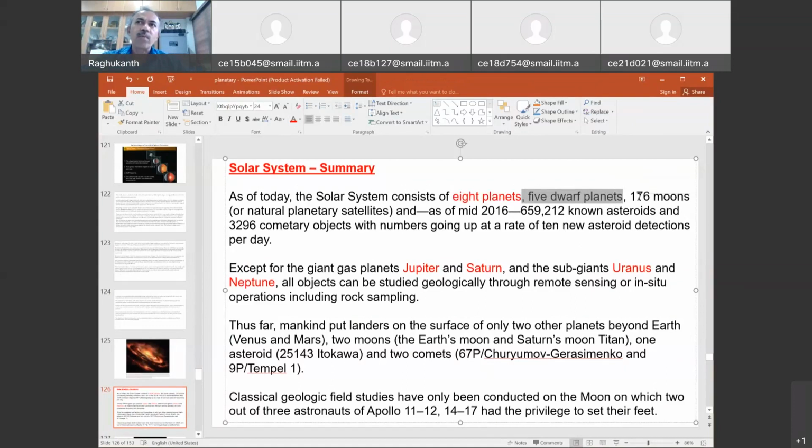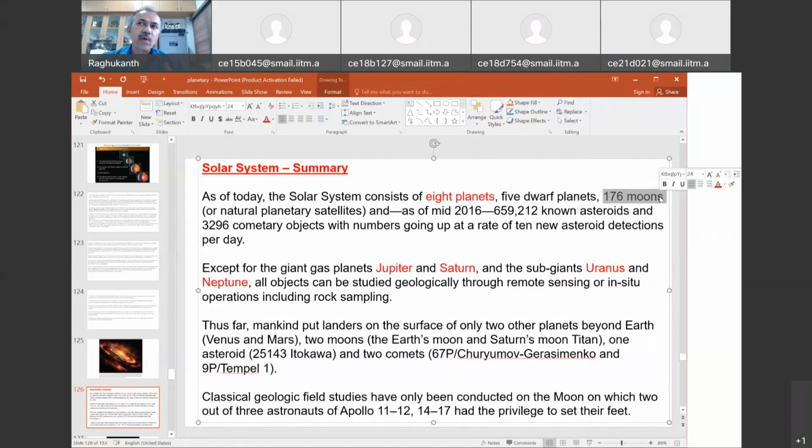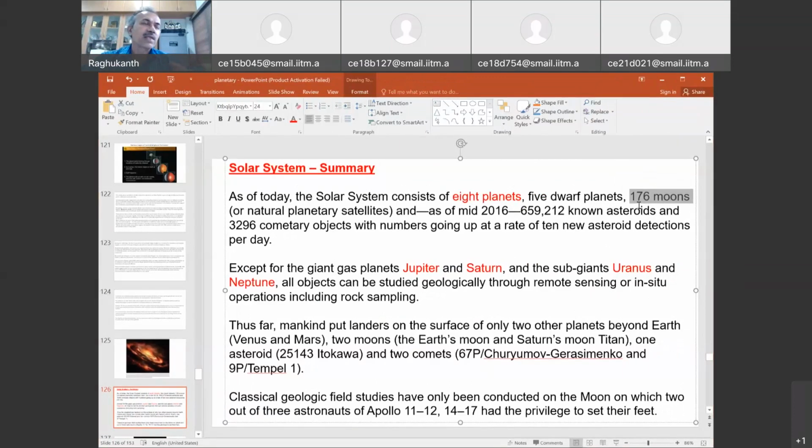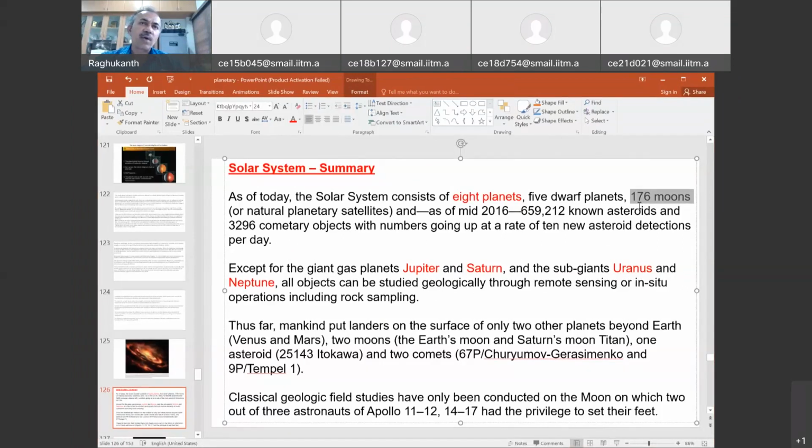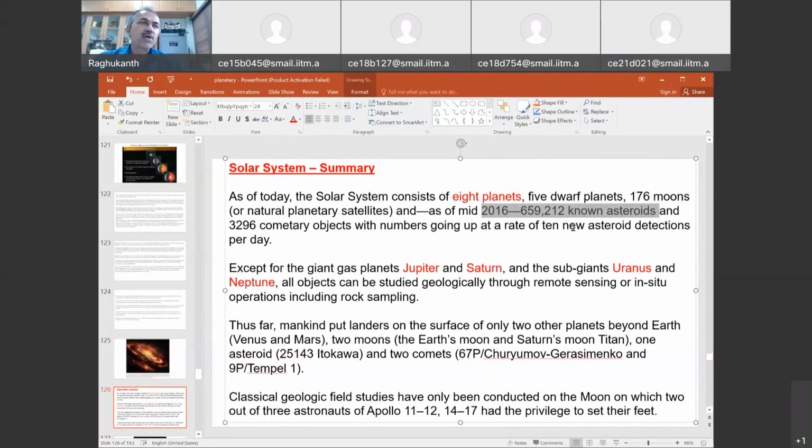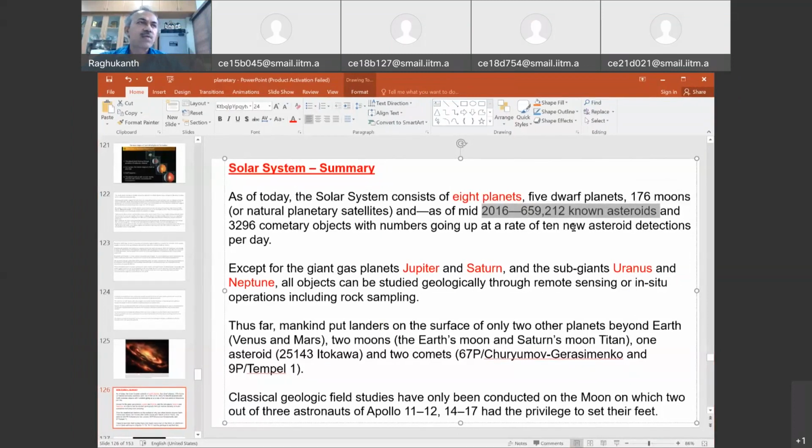Then if you count the number of moons, including our natural satellite, Jupiter, Saturn, and all other things, approximately 176 moons have been discovered. Of course, this number will increase, because so many missions are going to come up in the future, so it may change also. And almost 6 lakh asteroids have been discovered. Where do these asteroids lie? Which is the region where you will find asteroids? Between Mars and Jupiter.